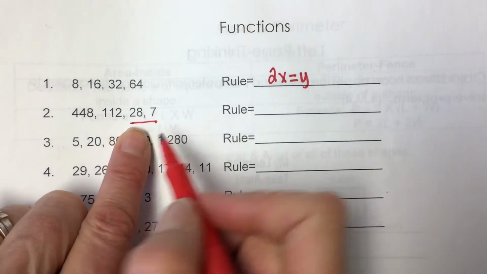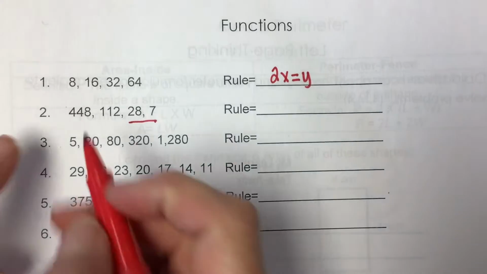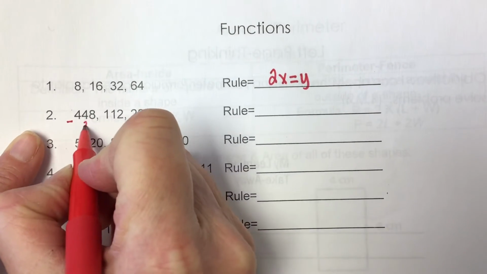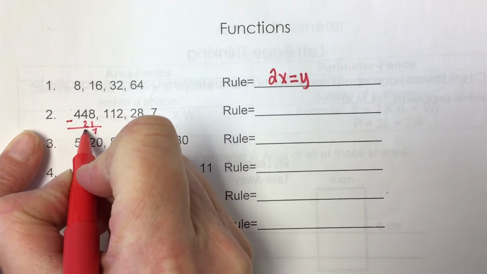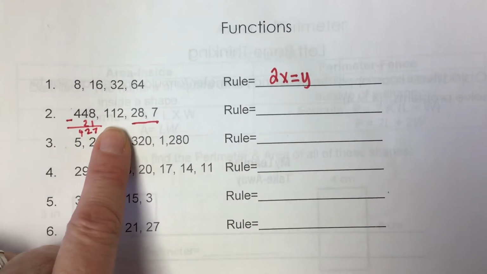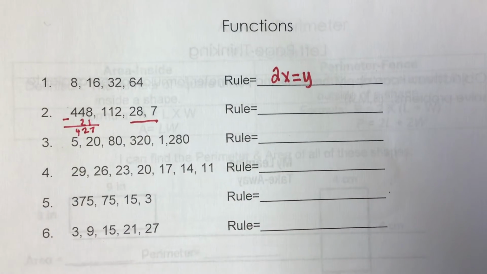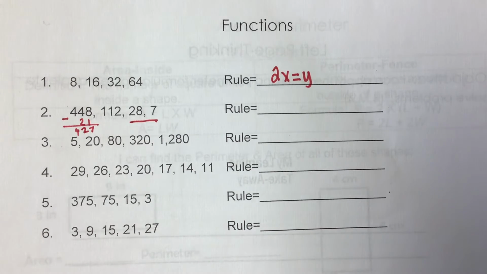What is 28 minus 7? 21. So are we subtracting 21 each time? If I did 448 minus 21, it's going to be 427. So it is not minus 21, so it's going to be division. 28 divided by what is 7?